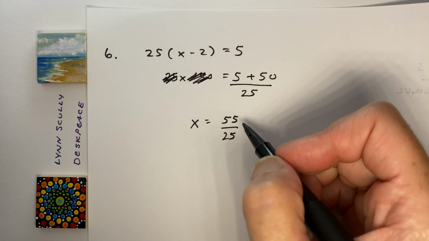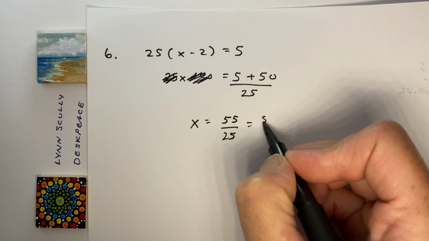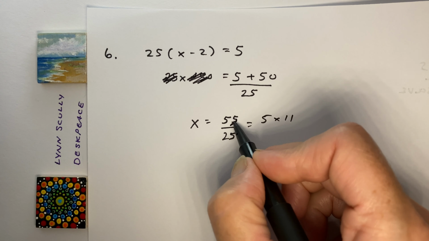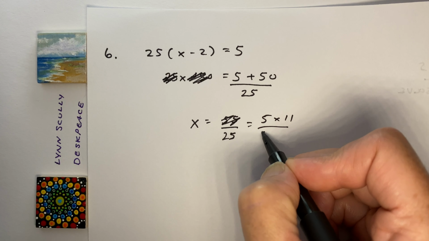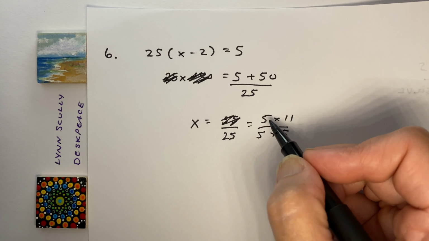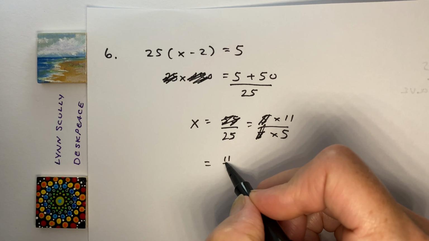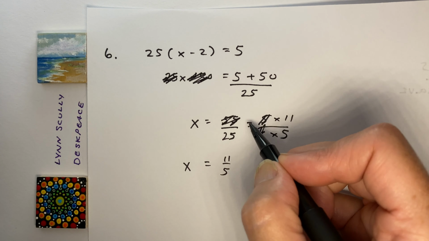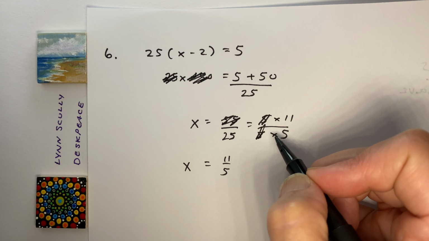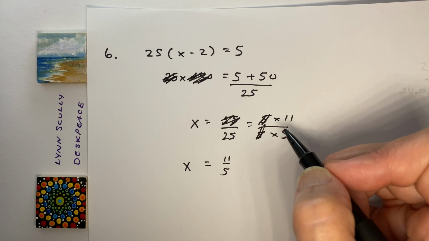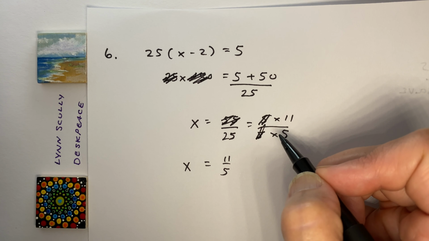I'll reduce this a little bit. 55 is equal to 5 times 11. 25 is equal to 5 times 5. 5 over 5 reduces to 1, and I get 11/5. If this reducing is a little confusing, go to my Lynn desk piece, fractions, and check it out.